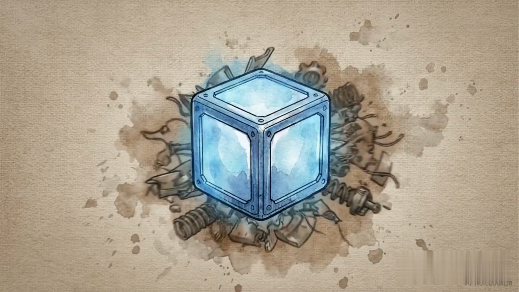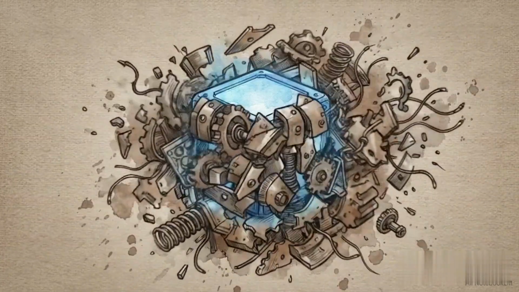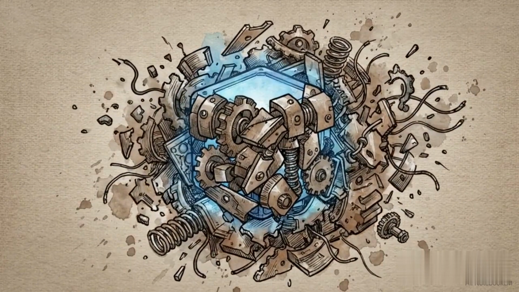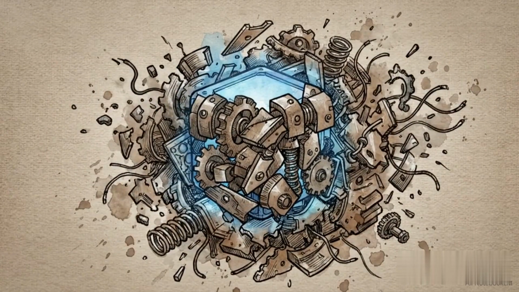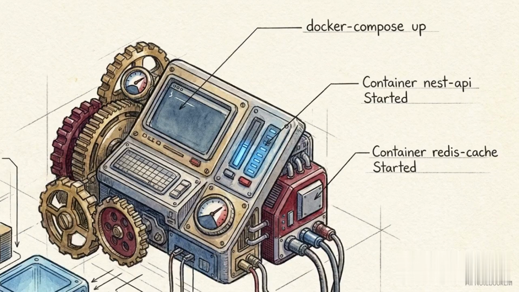This animation shows the chaos of local development, mismatched Node versions, missing dependencies, and conflicting ports, collapsing into a single, perfectly isolated container. Today, we are going to set up your workflow so you can launch a complete NestJS API, along with a database and a cache, using just one command.